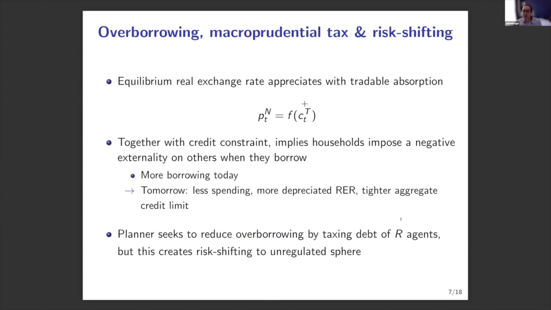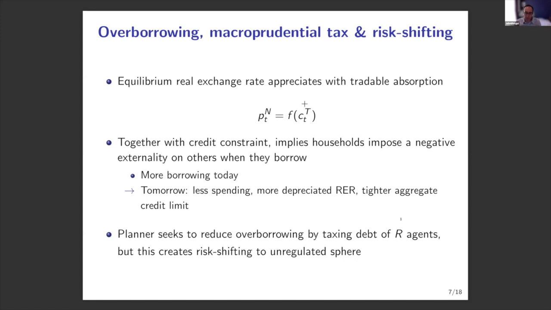And so households, when they borrow, impose a negative externality on others. The way it works is that if I borrow more today, then I have less money to spend on goods tomorrow. Therefore, I'll spend less on tradables. That's going to depreciate the real exchange rate tomorrow. And this depreciation is going to tighten the borrowing limit, not just for me, but for everybody else. And the part that I don't internalize is the fact that it goes through the market price. So I don't realize that by borrowing more, I affect tomorrow's market price.